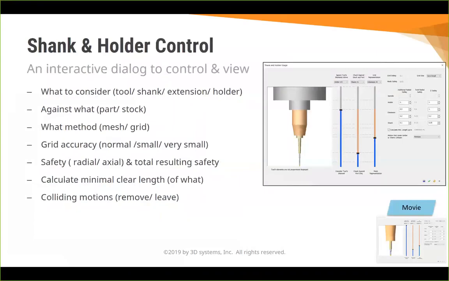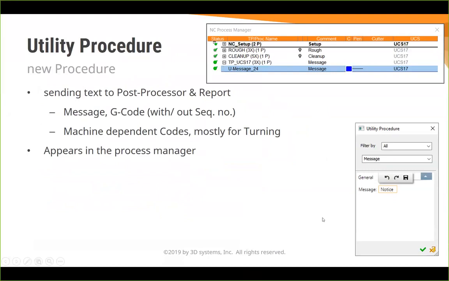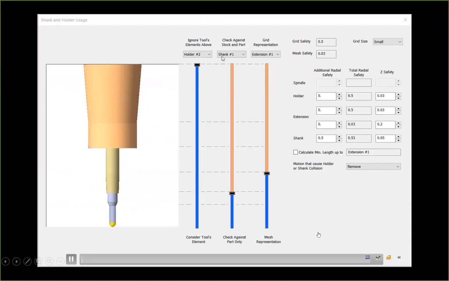Next one is the shank and holder control. This is a dialogue which is more than a dialogue. It is an interactive dialogue where the user can control which components are to be checked and which are not, what to check against what, whether I want to check just the part or against the part and stock, and the method of checking, whether it is a mesh or a grid, and what is the accuracy of the grid. So this is rather a very advanced dialogue with many options.